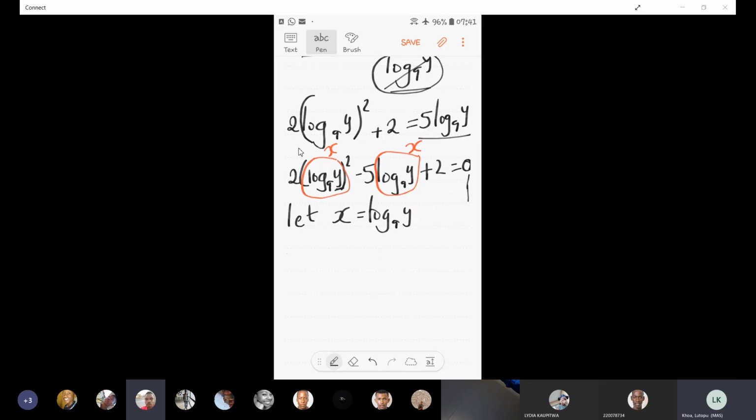And this is 2x squared minus 5x plus 2. This is equal to 0.